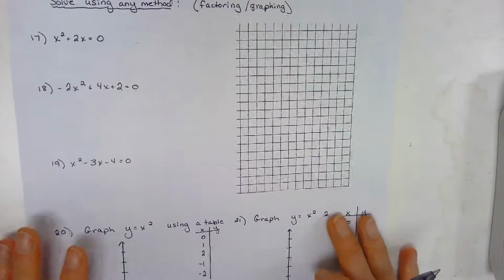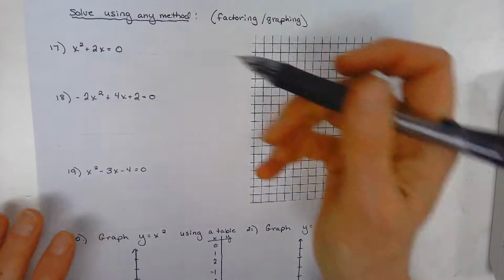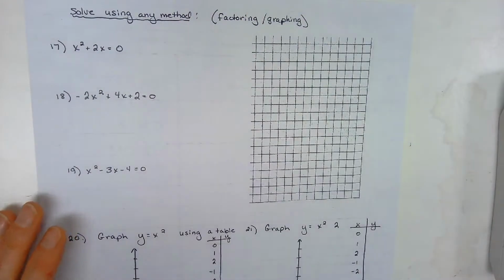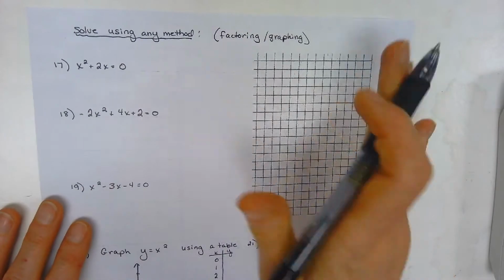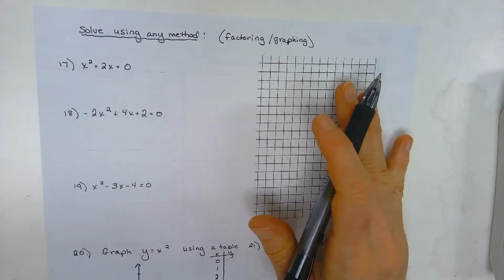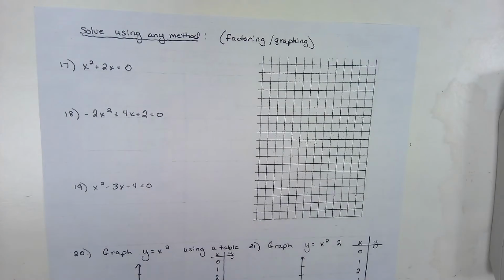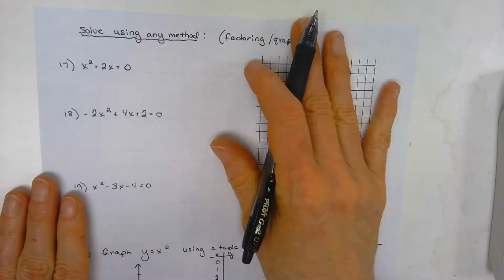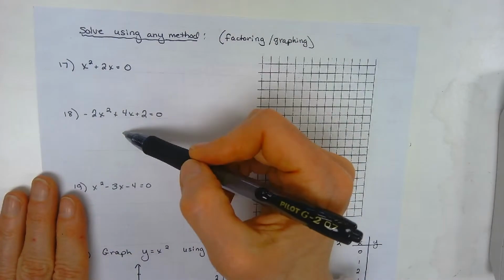Okay, part 2. 17, 18, and 19, you're asked to solve. And here's a graph. And this is new, graphing to solve these quadratic equations. You've done it a couple days, but it's still kind of new to us. Most of the time we've been factoring to solve.